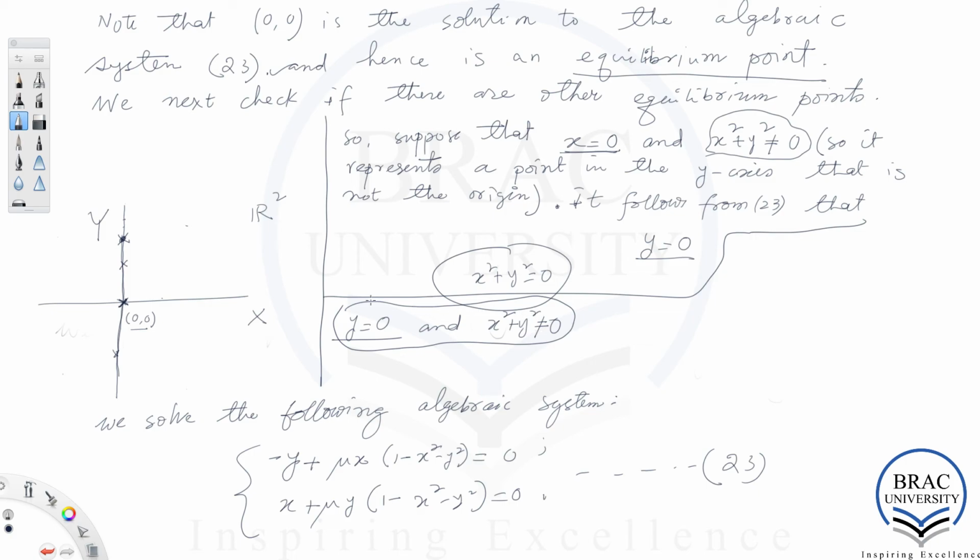So now, if you handle this situation and you plug in y to be 0 in the second of the equation number 23, then you see that x is equal to 0. And since y is equal to 0 and x is equal to 0, it means that x squared plus y squared is equal to 0, which contradicts the fact that x squared plus y squared is not equal to 0. Meaning that there cannot be an equilibrium point on the x-axis except for the origin. So this way we see that there is only one equilibrium point in the x-axis and in the y-axis, which is the origin itself.